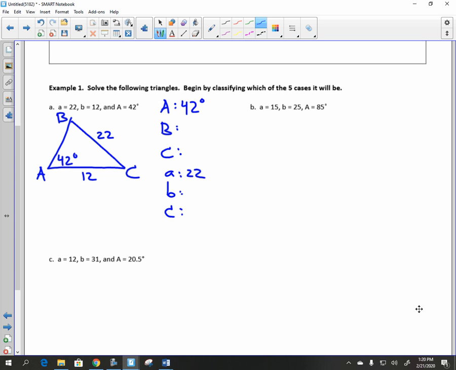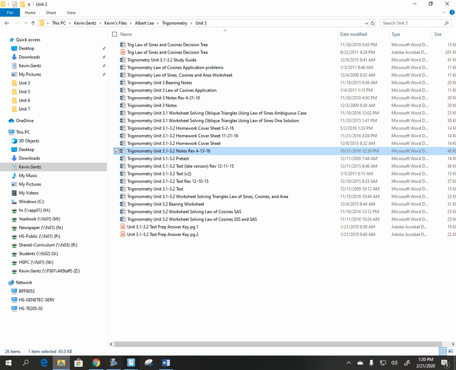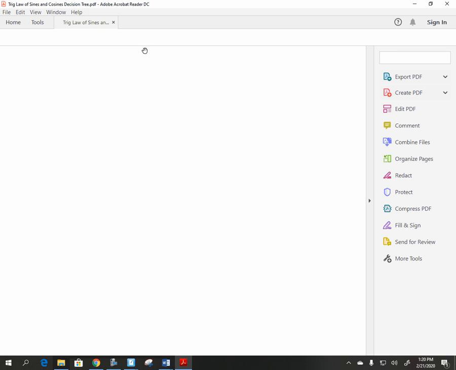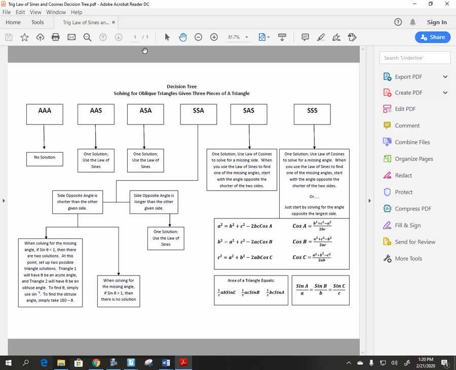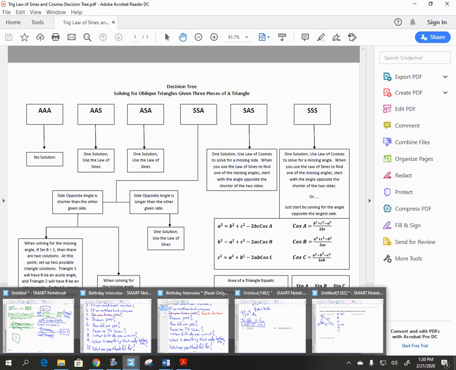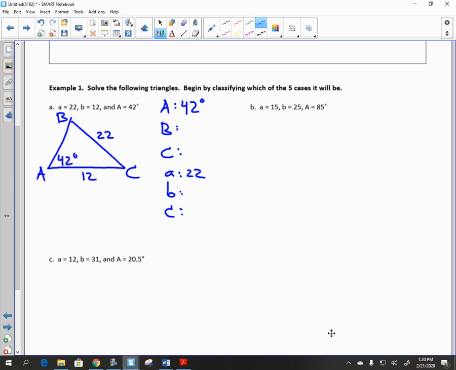At this point, I have to look at my decision tree. Please make sure that you have out that decision tree that can help you know what you should do. Yep, you might want to rip it off the back. This is, again, what you get to use on your test. I will reference back and forth between this.